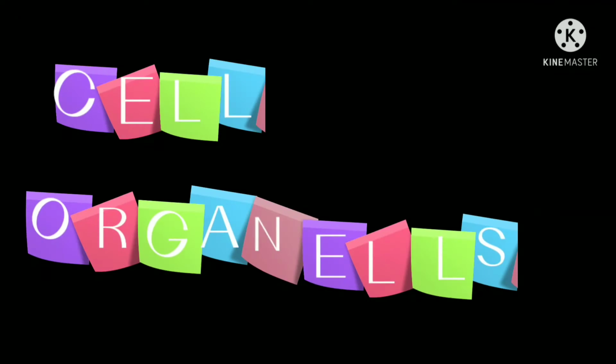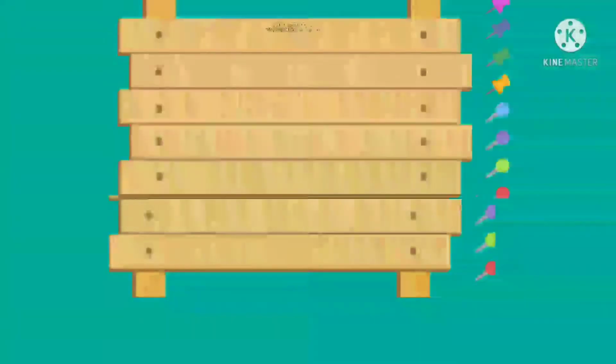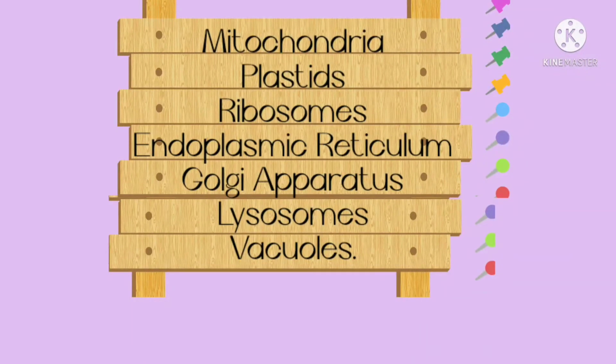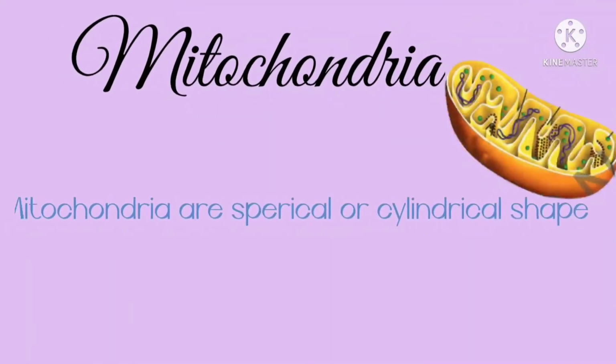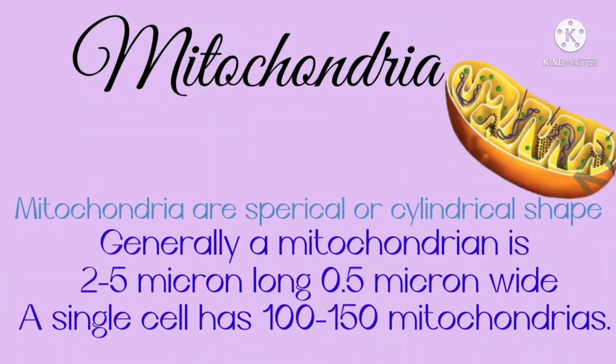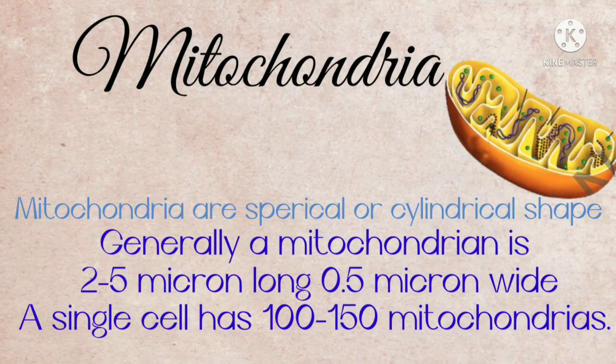Now next is cell organelles. We have many organelles in the cell. For example, mitochondria, plastids, ribosomes, endoplasmic reticulum, Golgi apparatus, lysosomes and vacuoles. Moving to our first organelle, that is mitochondria. Mitochondria are spherical and cylindrical in shape. Generally, a single one is called a mitochondrion.